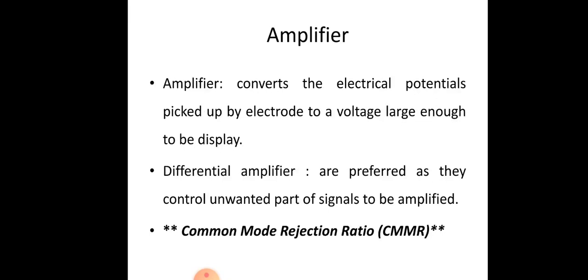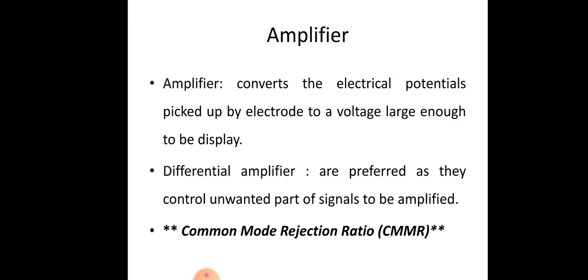Now coming to the amplifier. It converts the electrical potential picked up by the electrode to a voltage large enough to be displayed. Differential amplifiers are preferred as they control the unwanted part of the signals to be amplified. We have already been talking about what an amplifier is. What they do is they just magnify. So this is what is written: the amplifier converts the electrical potential picked up by the electrode to a larger voltage so that you can see or hear the EMG output.